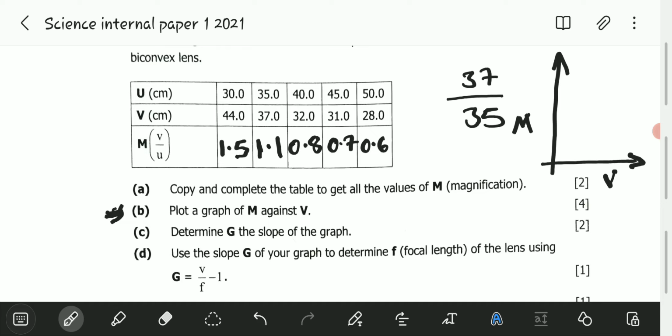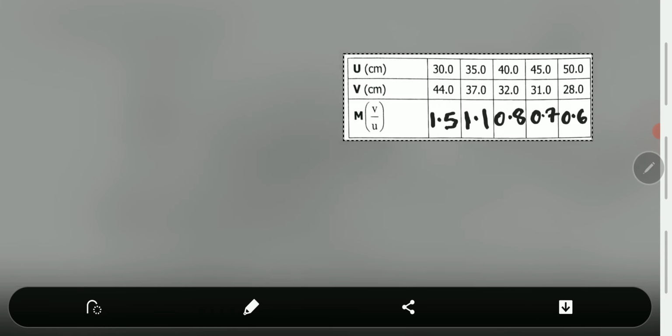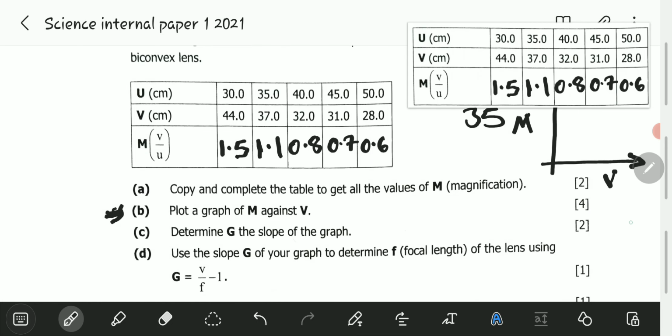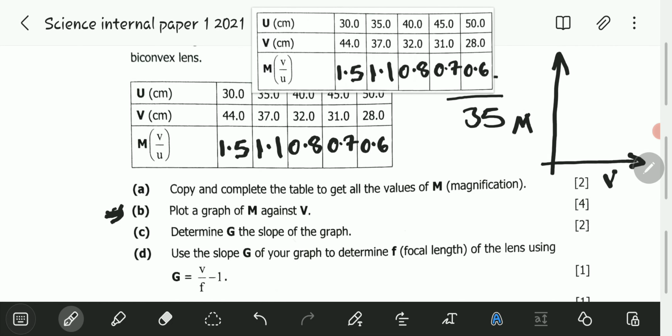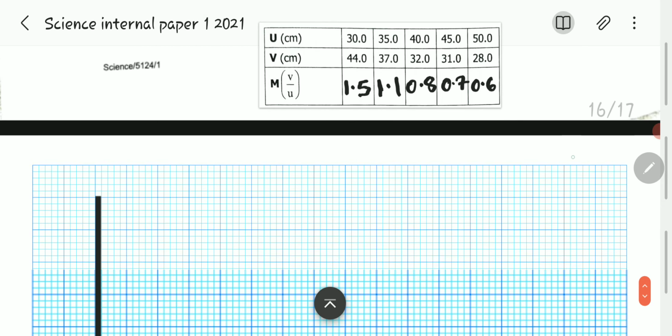Now, before we even go there, I'll need to carry these values with me. So what we're going to do is, there are our values. Okay, allow me just to do that. Then let's go to our graph paper.